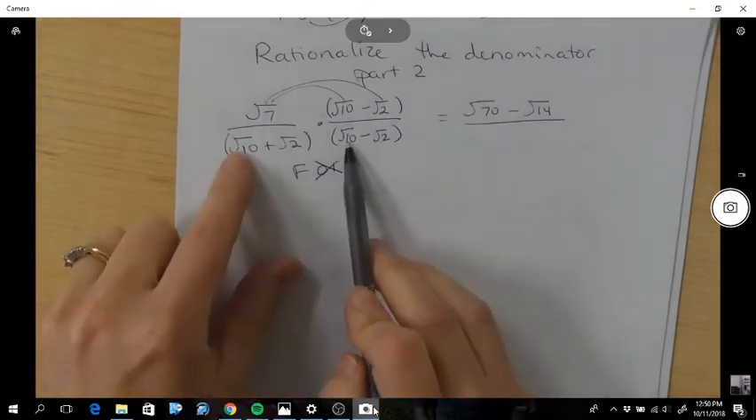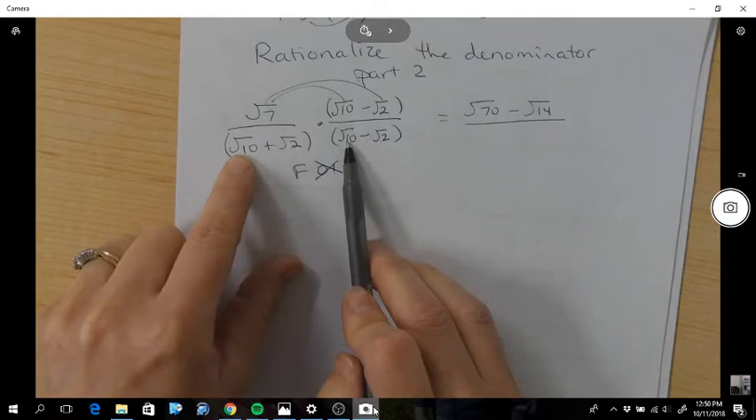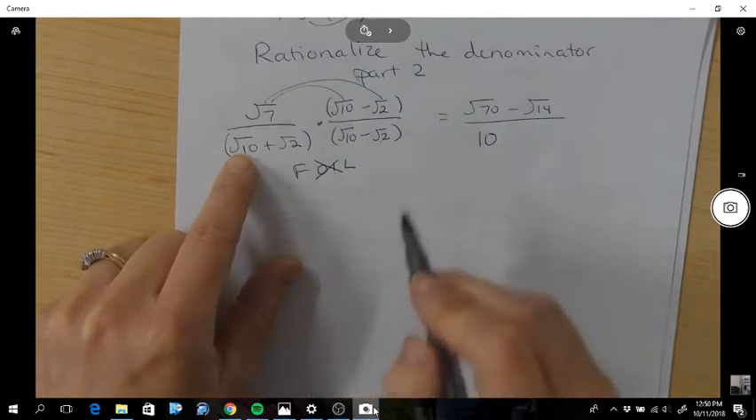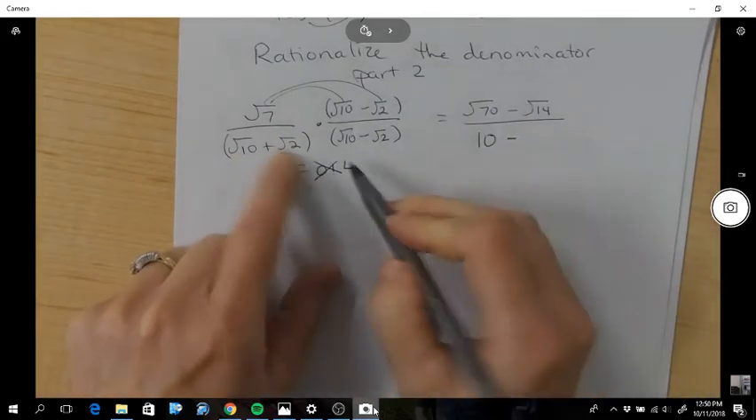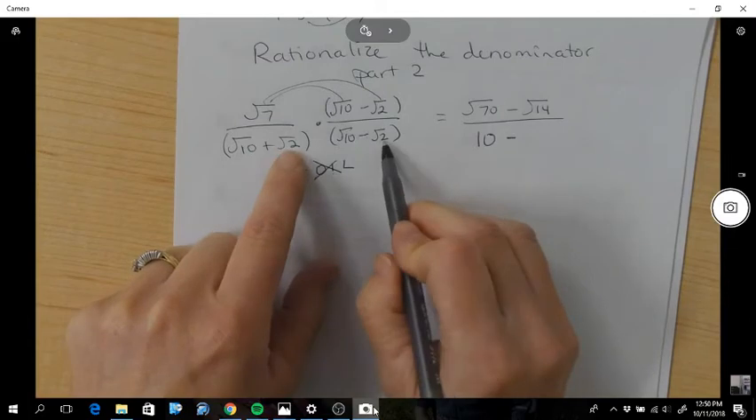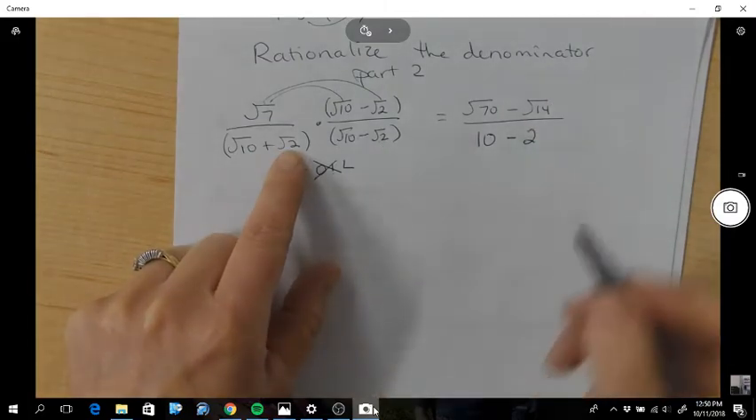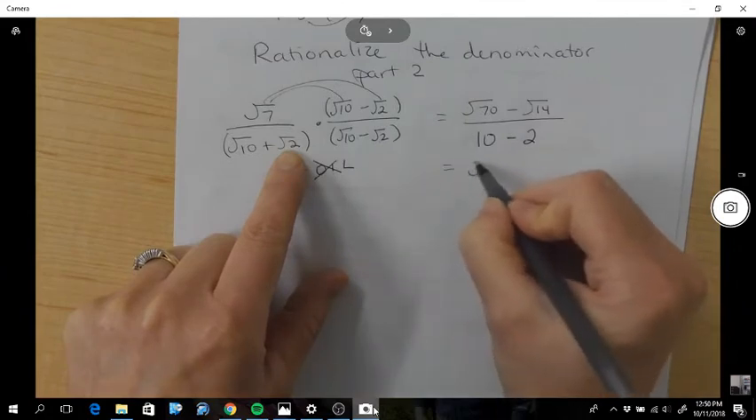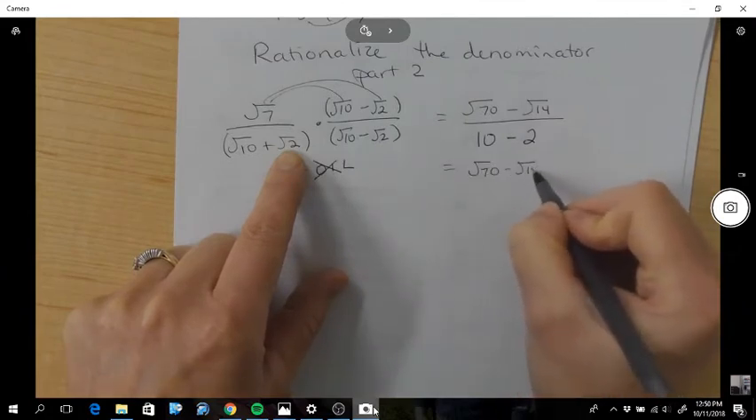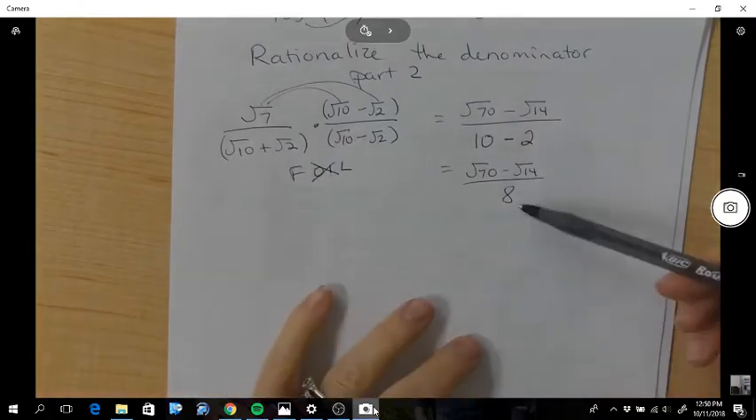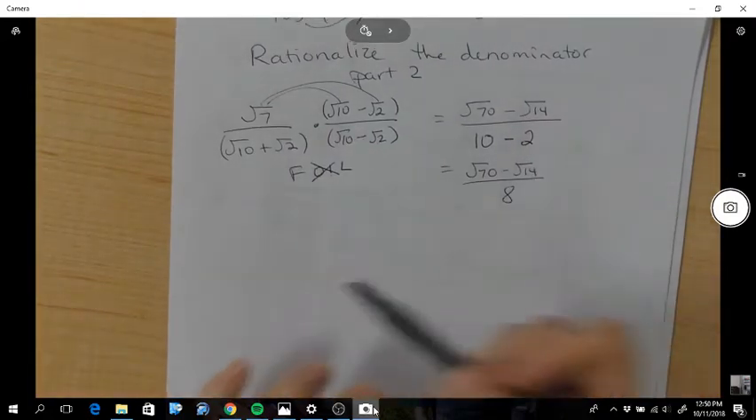So the first times the first, root 10 and root 10, remembering that, we'll just make a whole number 10 because it's a root 100. Then this is going to be negative because plus minus. Root 2, just make a 2. Now my final answer is root 70 minus root 14 all over 8. Okay, now you can see my denominator does not contain a radical.